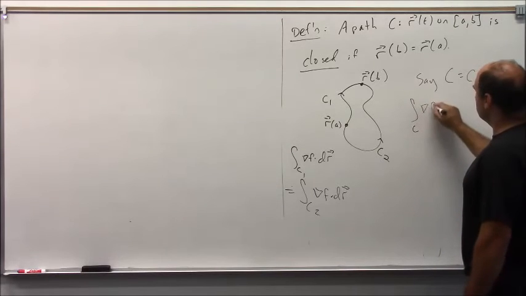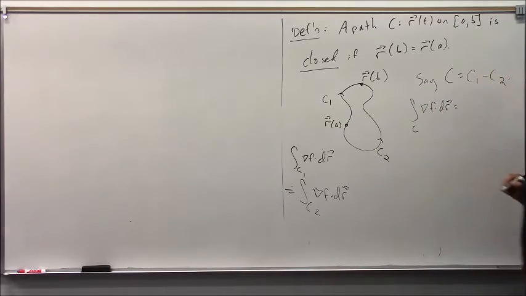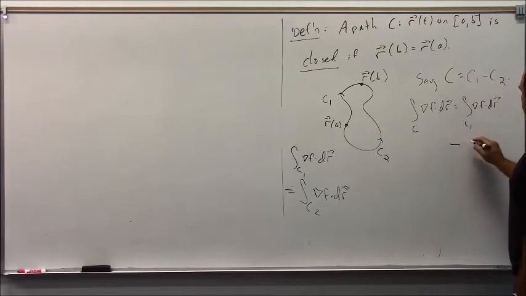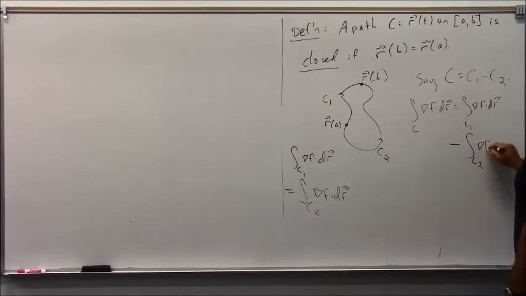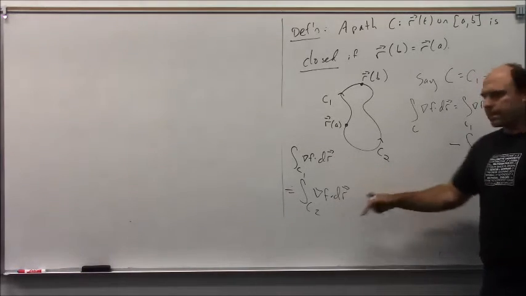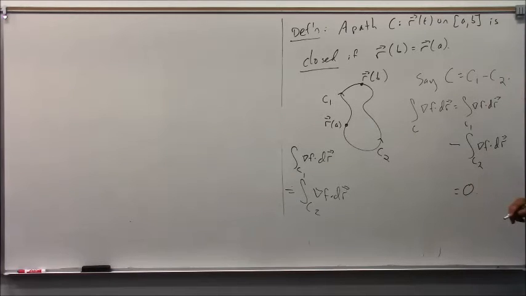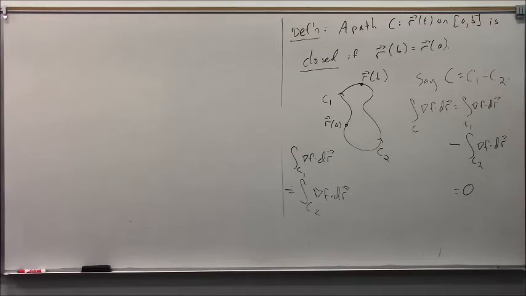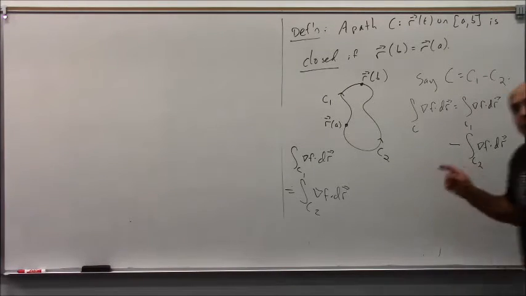The path integral over C of gradient of f dot dr is equal to the path integral over C1 of gradient f dot dr minus the path integral over C2 of gradient of f dot dr. The integral over minus C2 is the negative of the path integral over C2. But these two path integrals are equal. So this is just 0. And this tells me another wonderful property of conservative vector fields. The path integral of a conservative vector field around a closed curve is 0. Exactly 0. Always 0.